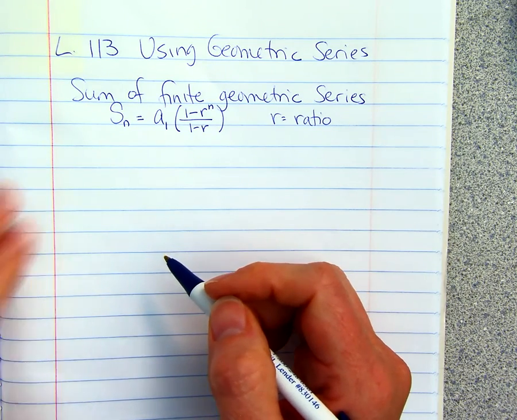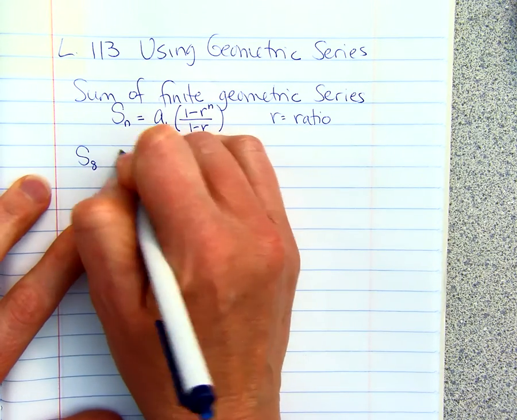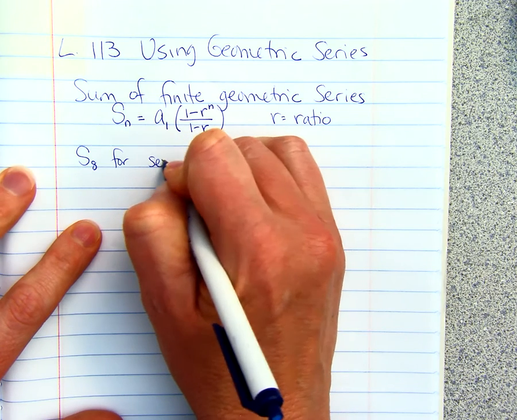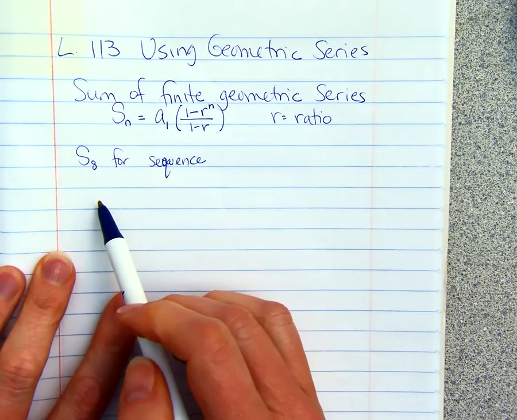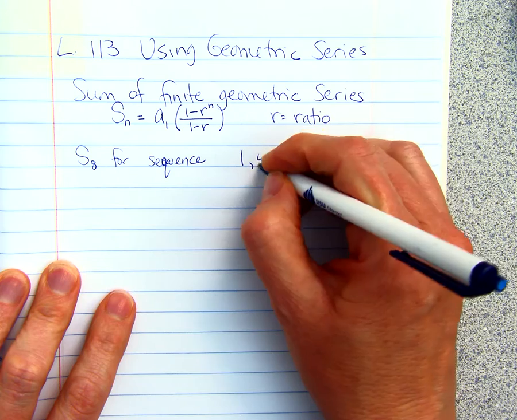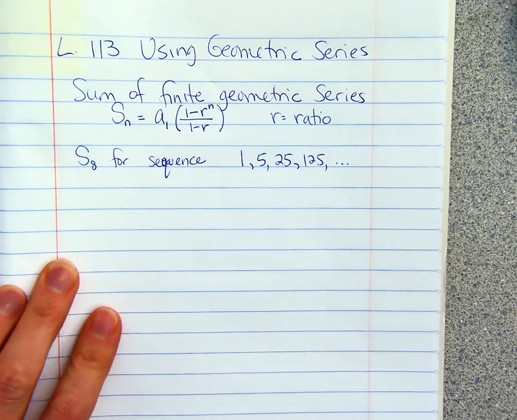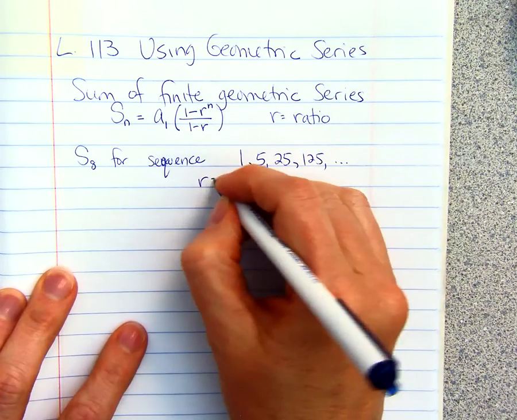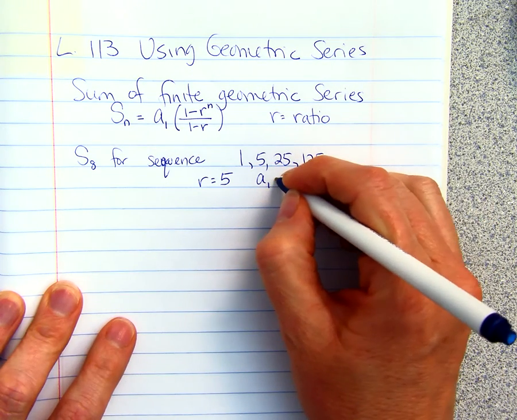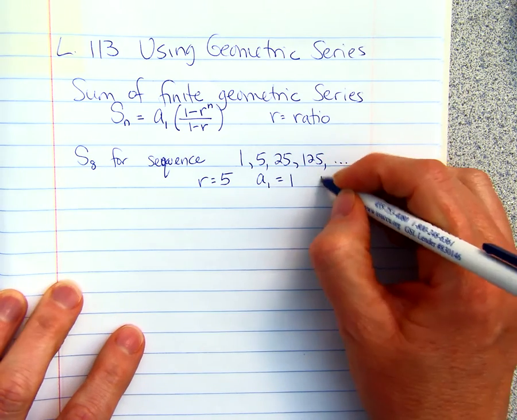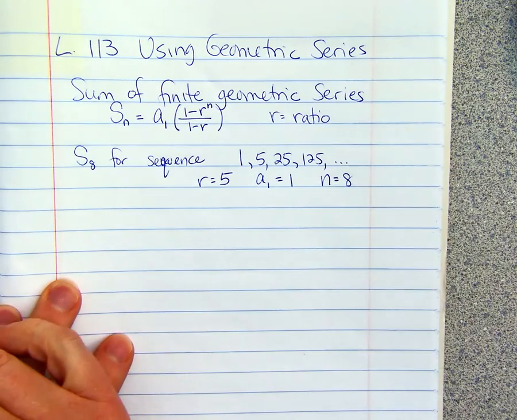And r is the constant ratio in your geometric sequence. So, for example, if we wanted to find the sum of the first 8 terms for the sequence 1, 5, 25, 125, etc., we want to add the first 8 terms. So r, the constant ratio, is 5. a sub 1 is 1, and n is how many we want, which is 8. So we just plug it into the formula.